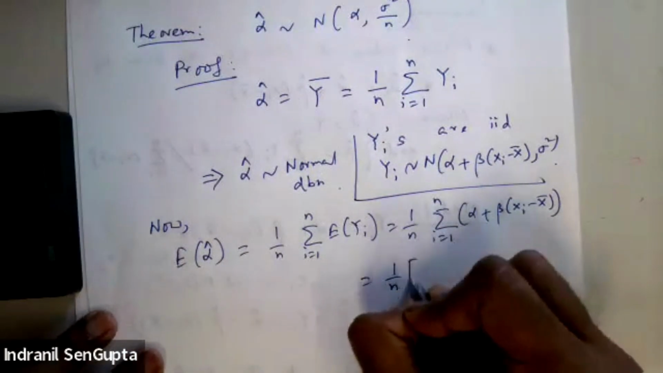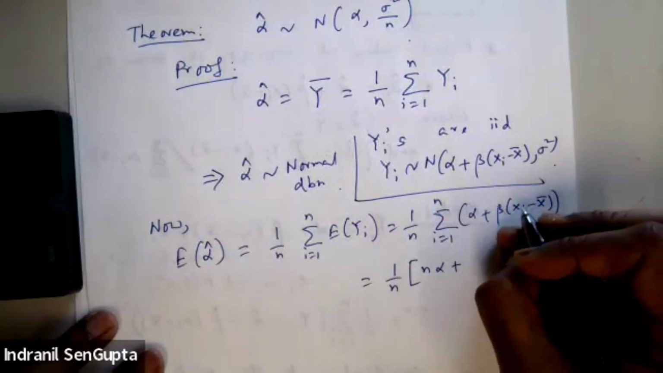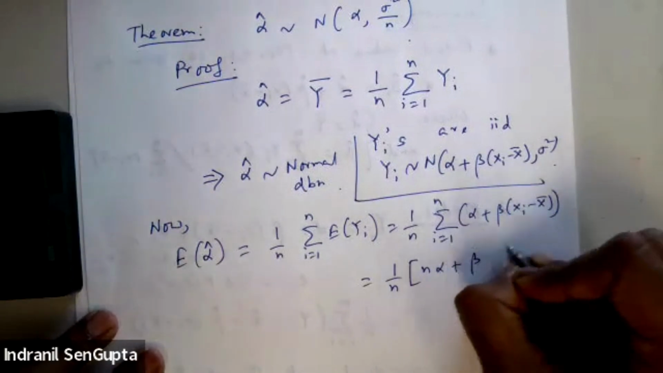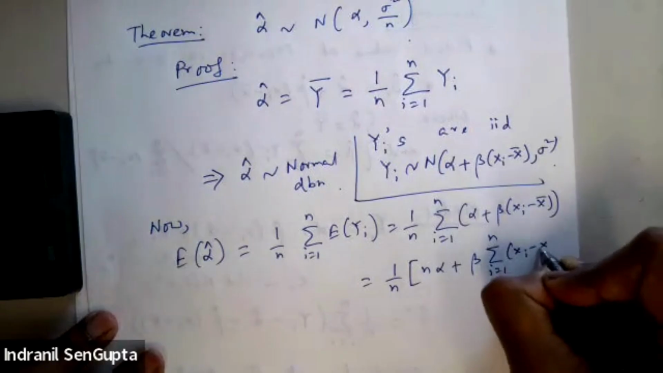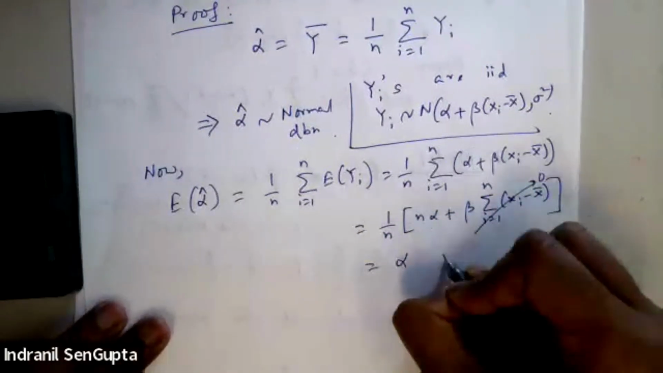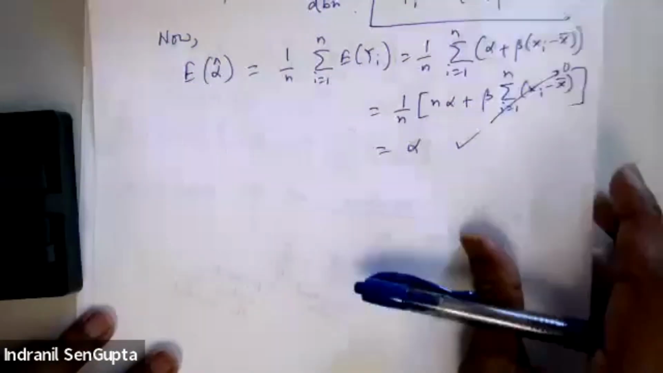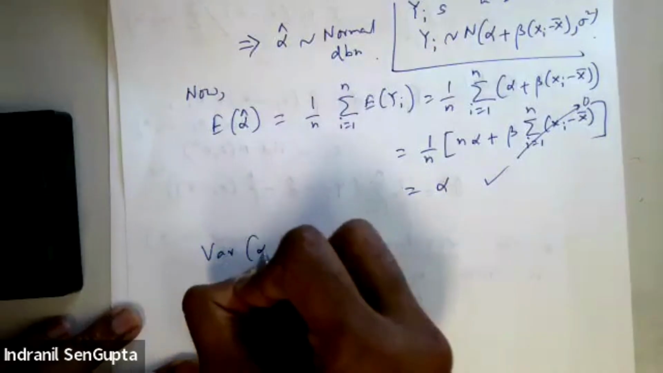So it's 1 over n times alpha plus beta times the summation from i equals 1 to n of xi minus x bar, which is 0. So it's alpha, so the expected value of alpha hat is alpha. And what is the variance of alpha hat?